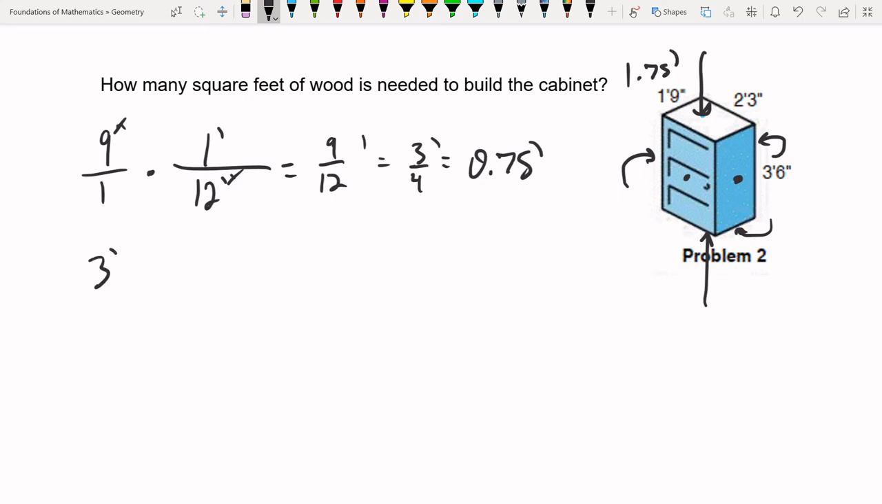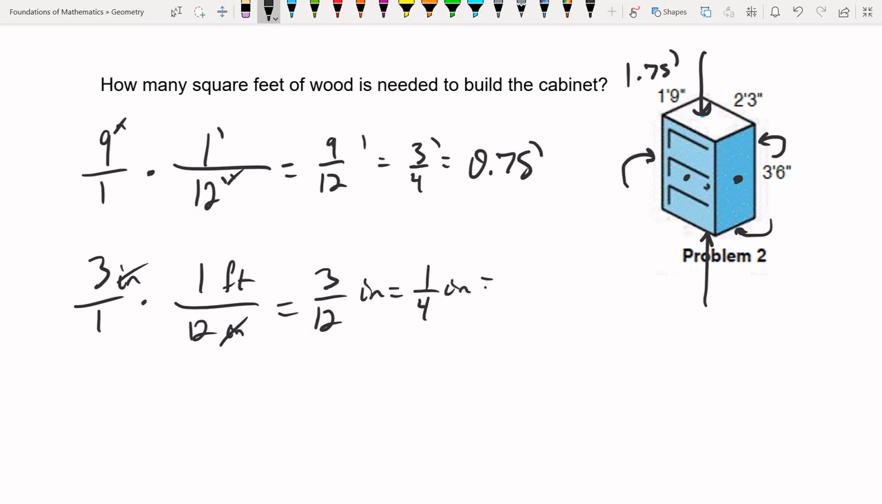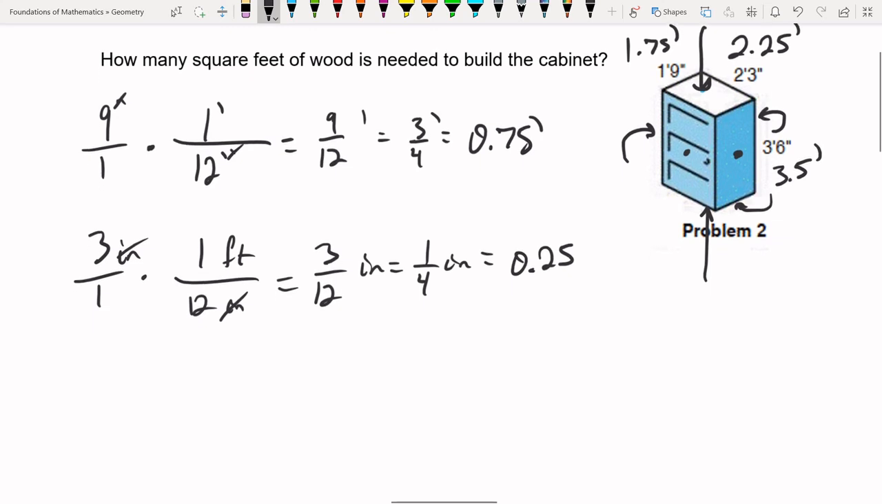2 feet 3 inches. 3 inches over 1 is the same thing as saying 3 inches times 1 foot over 12 inches. We get 3 over 12, which is 1/4, which is 0.25. This is 2.25 feet. And 3 feet 6 inches. 6 inches is half of a foot, so I'm just going to write 3.5 feet. Okay, now I can calculate the side measurements. So the top and the bottom are both 1.75 by 2.25.